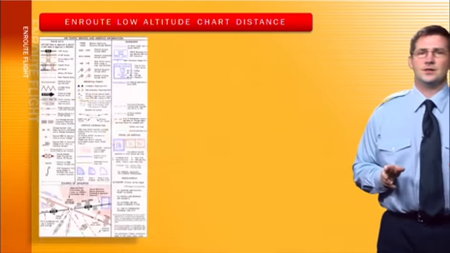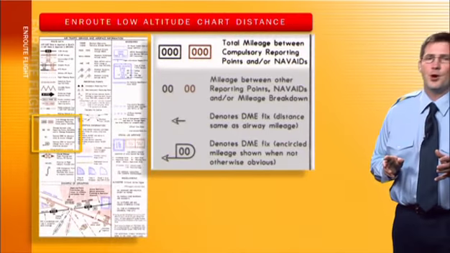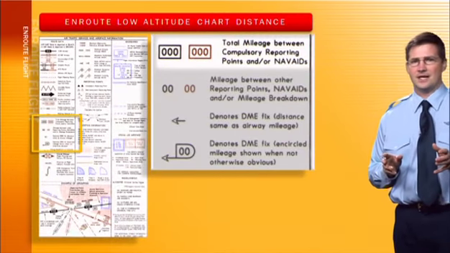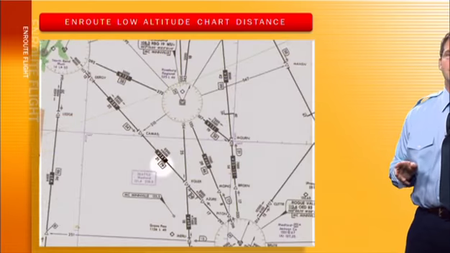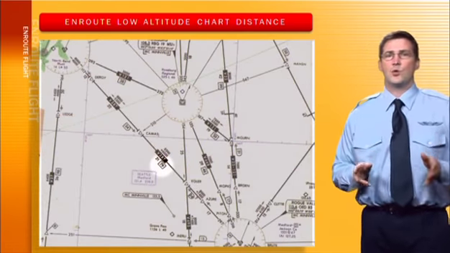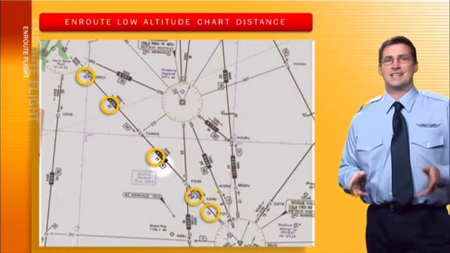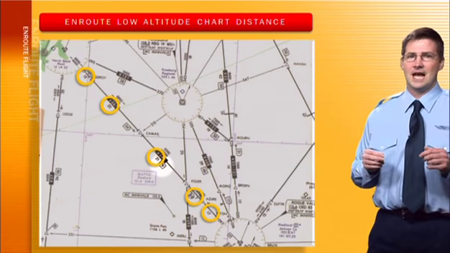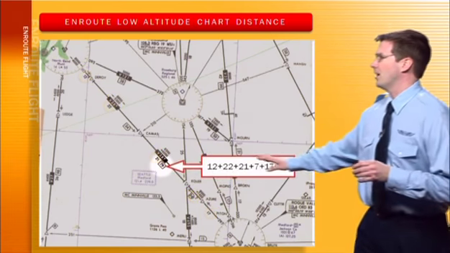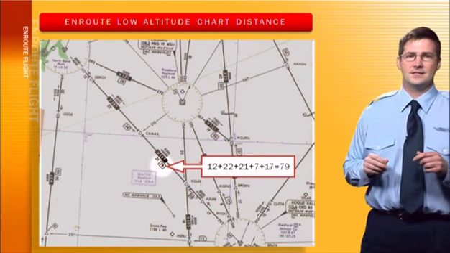Now, back to the legend. This time, we can look to see total mileages between the compulsory reporting points, or nav aids. We are still using Victor 287 as our example. Now, you can add up all the segment sections, 12 plus 22 plus 21 plus 7 plus 17 equals 79 miles, or you can just look here and you can see that the total distance is 79 nautical miles shown in this box.